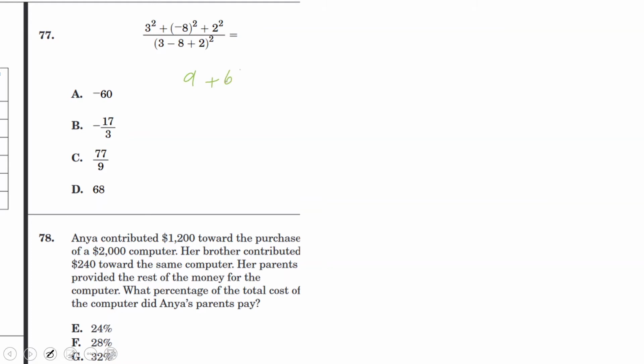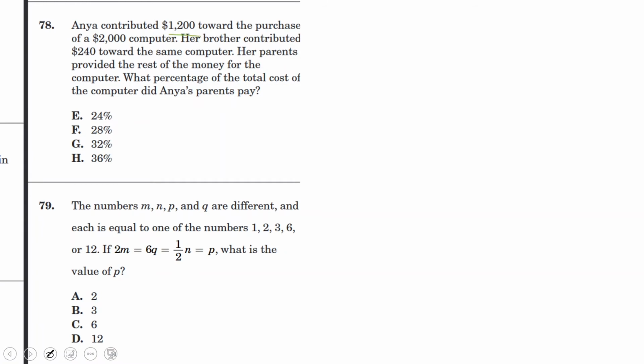Next. Alright, that's simple. 9 plus 64 plus 4 just expanded. So this is negative 5 plus negative 3, so over 9. So we got 68 plus 9 is 77 over 9, which is the same thing as, oh, we have C. Nice. Don't even have to simplify.